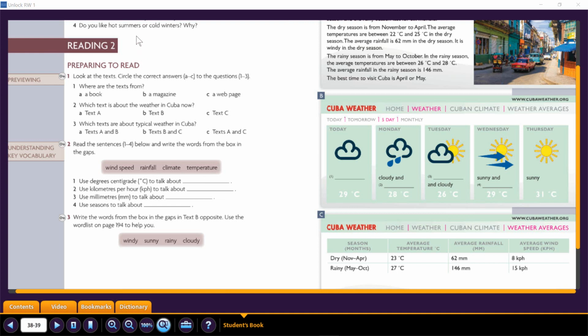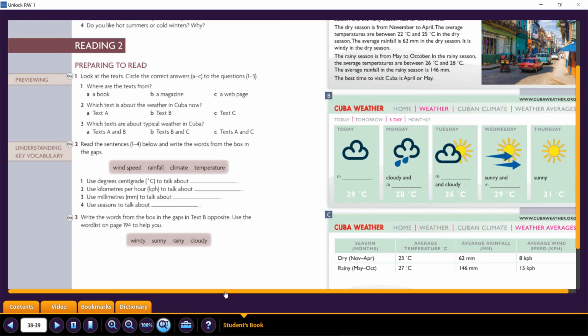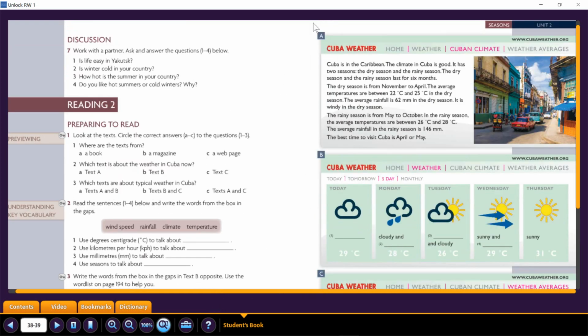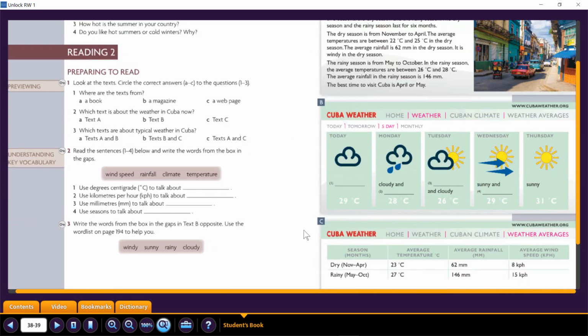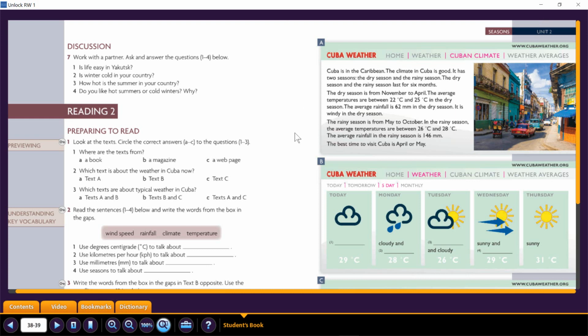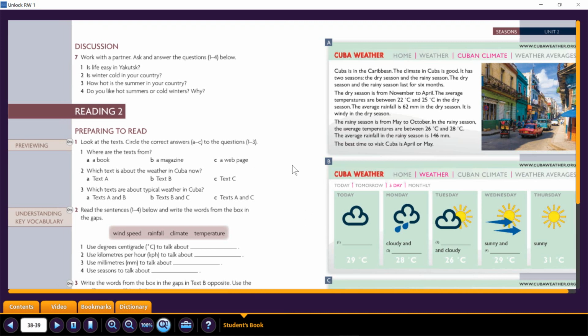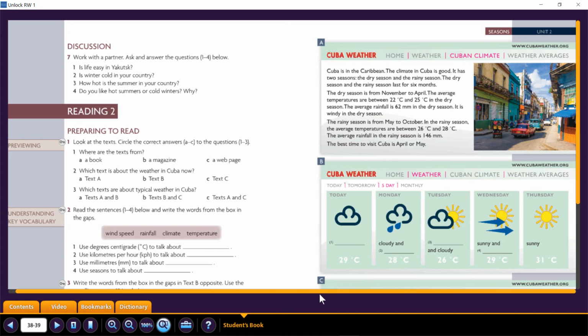Here we are going to do task 2, reading 2, and as always we need to prepare ourselves to read by starting with previewing the texts. Here we have 3 parts: text A, text B, text C. Please, before going through previewing, you are requested, ladies, to refresh your memories by asking yourselves, what do we mean by previewing? And then let's start the previewing task here.